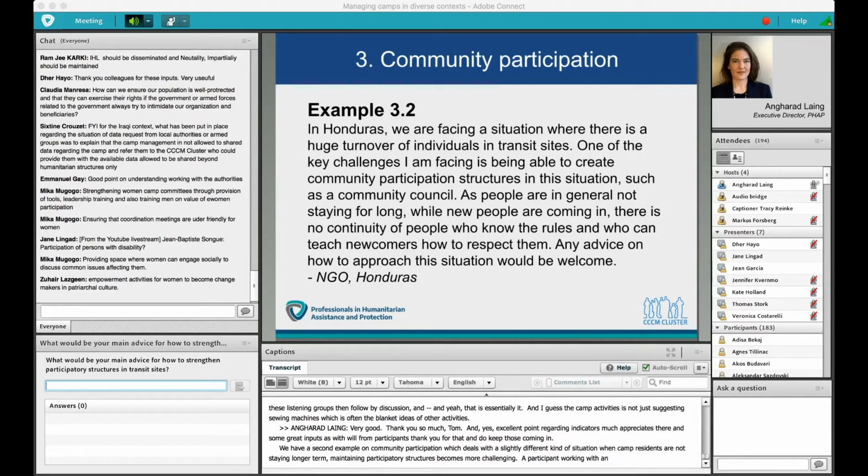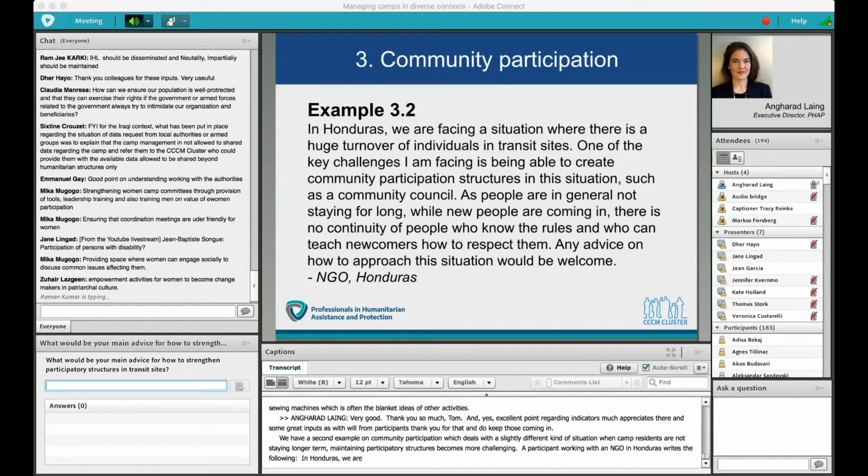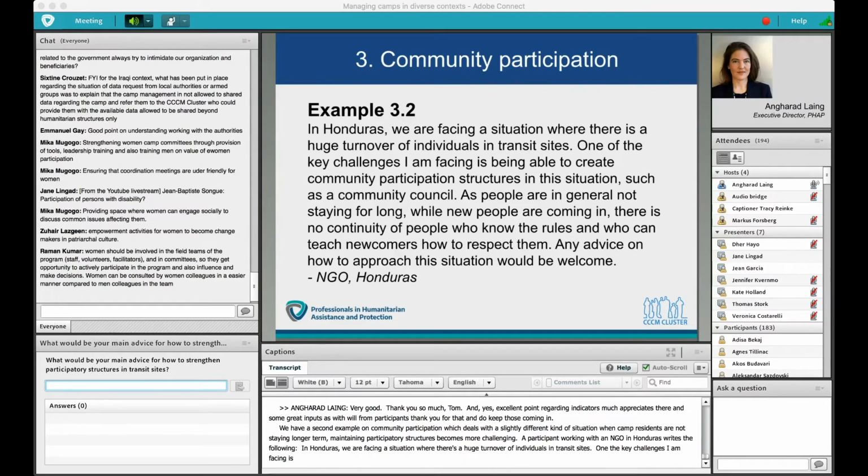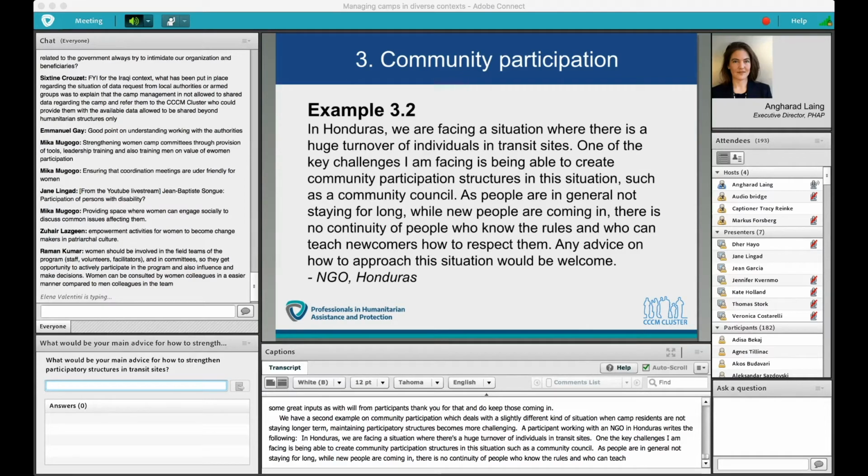In Honduras, we are facing a situation where there is a huge turnover of individuals in transit sites. One of the key challenges I am facing is being able to create community participation structures in this situation, such as a community council. As people are in general not staying for long while new people are coming in, there is no continuity of people who know the rules and who can teach newcomers how to respect them. Any advice on how to approach this kind of situation would be welcome. Veronica, could I turn to you regarding this example?